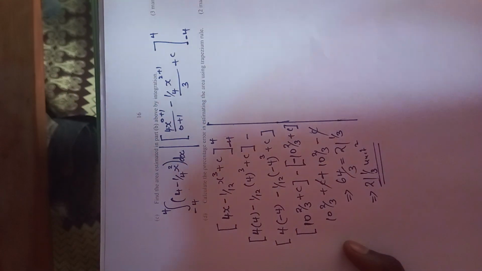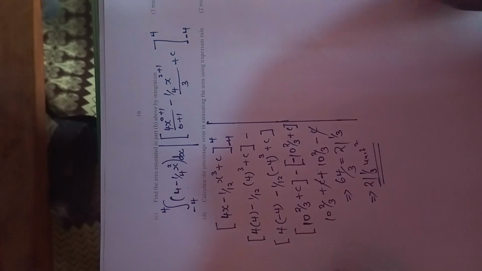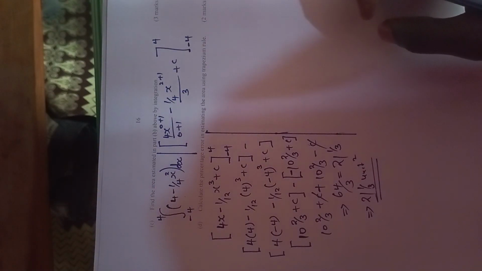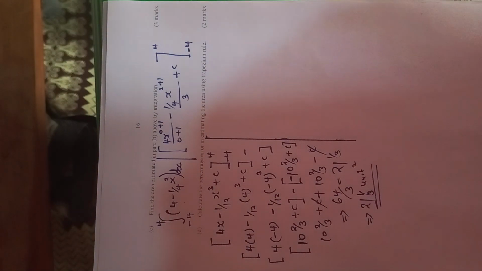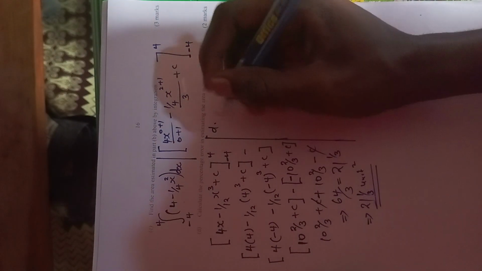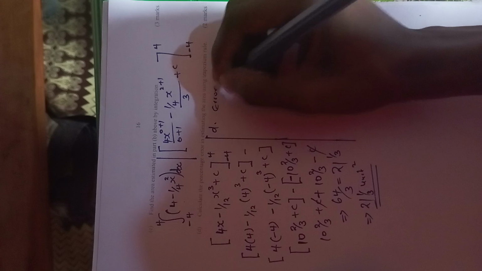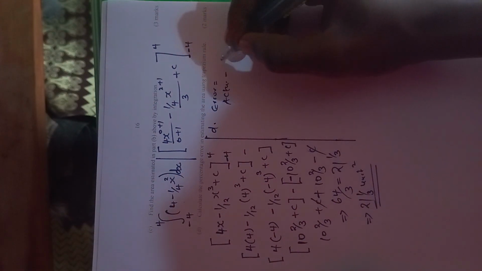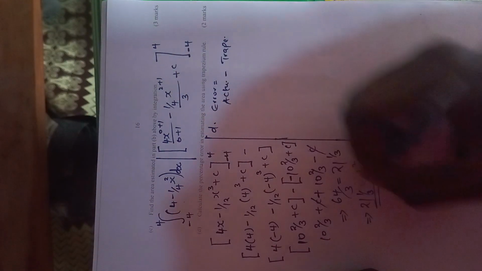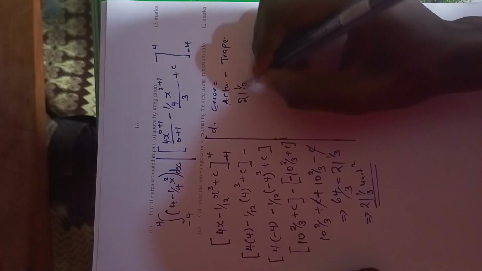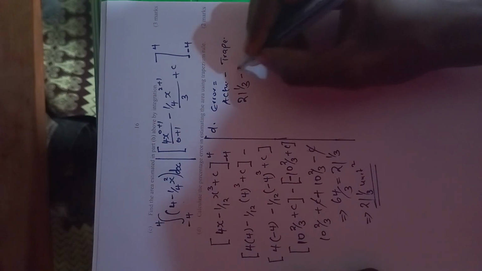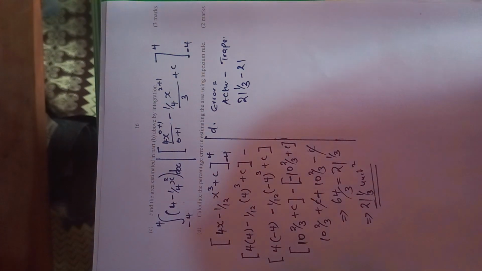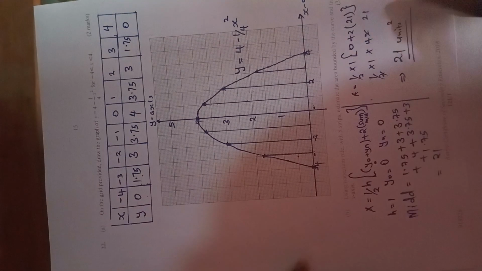So this one is it by integration. For the last part, we have to calculate the percentage error in estimating the area using the trapezium rule. So for the percentage error here, we need to get the error. And the error is usually the actual area minus the estimated area by trapezium rule. So the actual area is that by integration, which is 21 and a third. And the estimated area, we've calculated it as 21. That is the area by trapezium rule. This is the estimated area, 21 units.